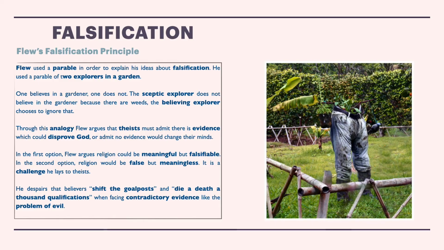And they do this whenever they are faced with contradictory evidence. And the example of contradictory evidence that Flew uses is taken from the problem of evil. One of his examples is an inoperable child with cancer, and the way that the father still holds on to the belief that God will intervene and answer his prayer.